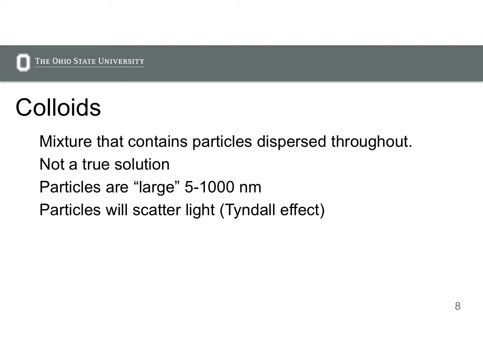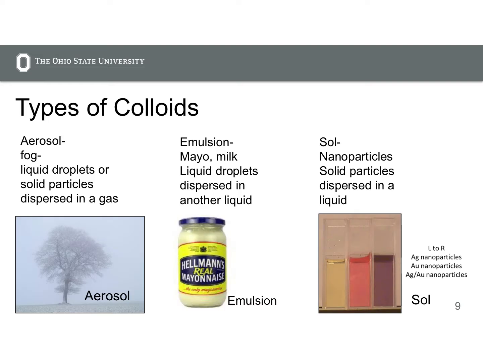Another section that shows up in chapter 13 is about colloids. So colloids are a type of solution, but they're not truly a solution because they have large particles dispersed throughout them. And they scatter light in what we call the Tyndall effect. So you've probably seen these types of solutions before. I mean, you've certainly seen fog. And so that's a type of colloidal solution where you have droplets of water dispersed in a gas.